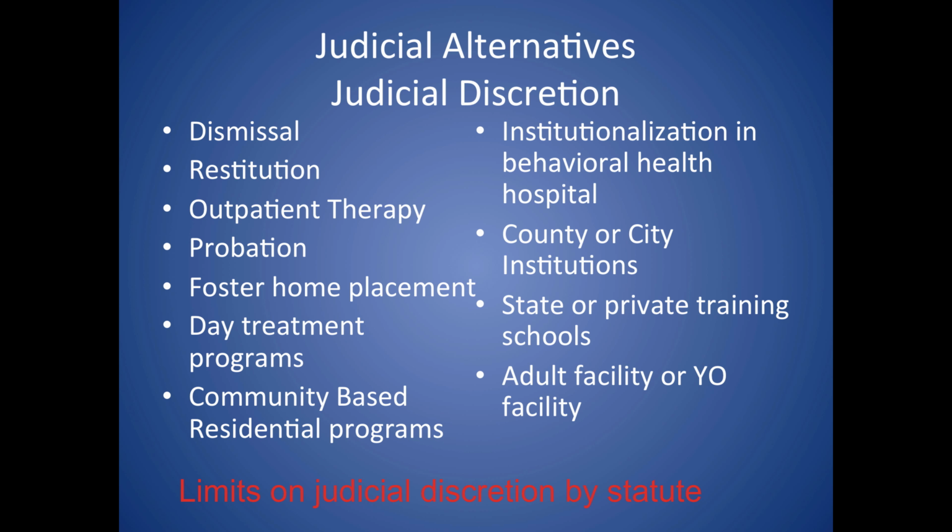But Kentucky is a little different than the norm, in that Kentucky's statute spells out that once the court makes the determination that the youth shall be committed, the Department of Juvenile Justice then has the discretion of where they want to place the child.